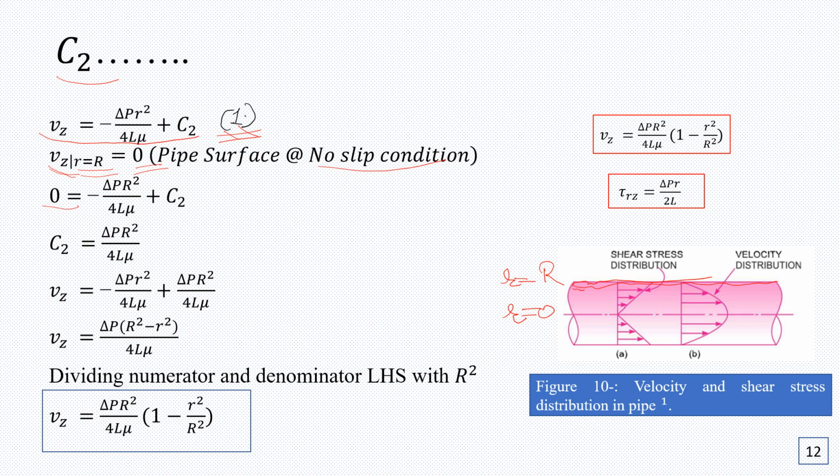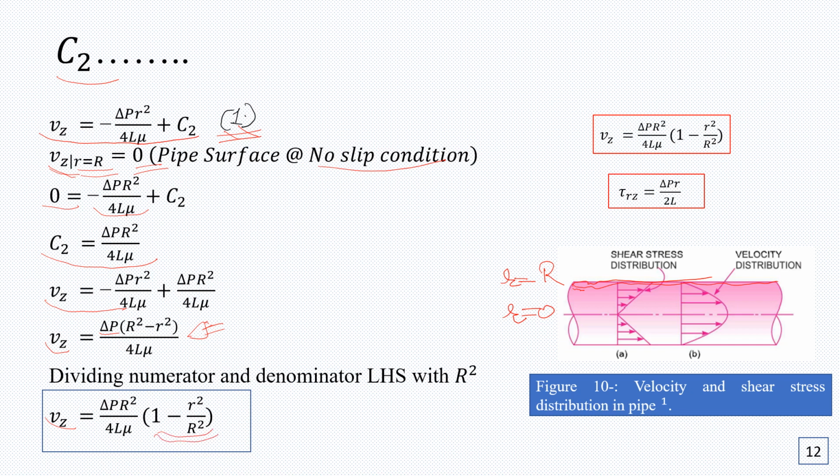Now when we substitute the values of Vz and small r in equation 1, we can find the value of C2, and when we substitute this value in the expression of Vz, we finally get Vz equal to delta P times capital R square minus small r square, divided by 4L mu. Now when we take R square common from this equation, we see that Vz can be divided into two factors. The first is delta P R square divided by 4L mu, multiplied by another factor in brackets, 1 minus small r square divided by capital R square.